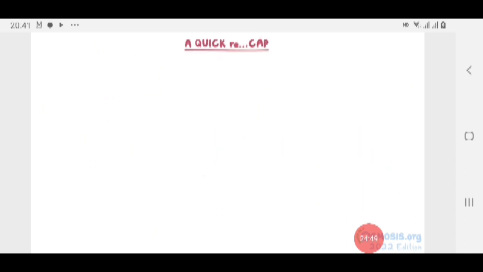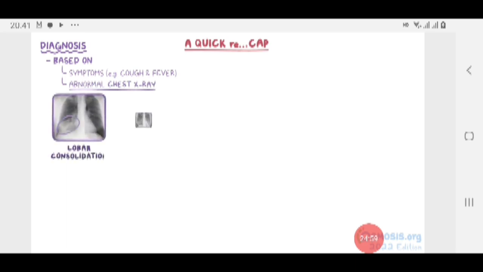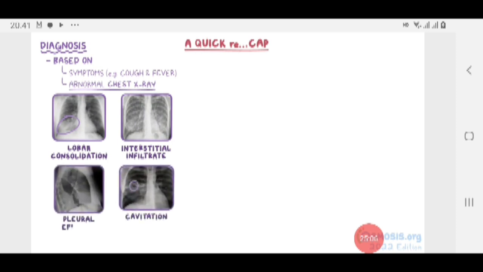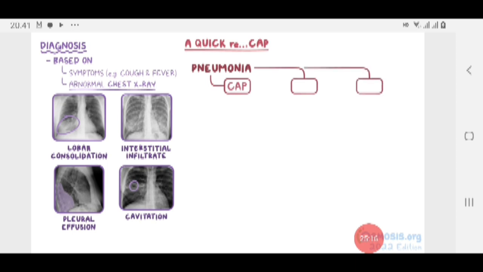Alright, as a quick recap. Pneumonia is diagnosed based on symptoms like cough and fever and an abnormal chest x-ray, which might show a lobar consolidation or an interstitial infiltrate. In some cases, there might be a cavitation or pleural effusion. Pneumonia is classified into community-acquired pneumonia, or CAP, and hospital-acquired or ventilator-associated pneumonia, or HAP and VAP. CAP is defined as a pneumonia in which the organism was acquired anywhere in the community outside the hospital. HAP and VAP are defined as pneumonia starting more than 48 hours after admission to a hospital or endotracheal intubation, respectively.